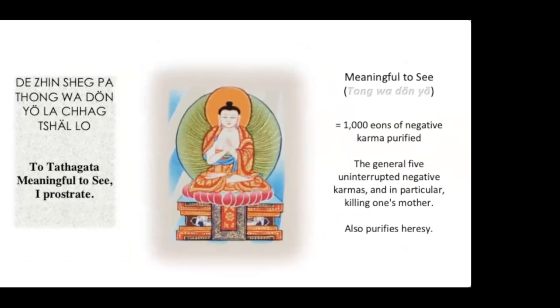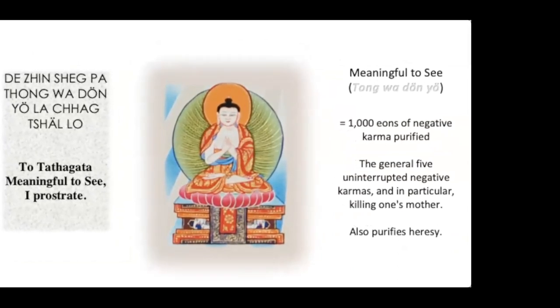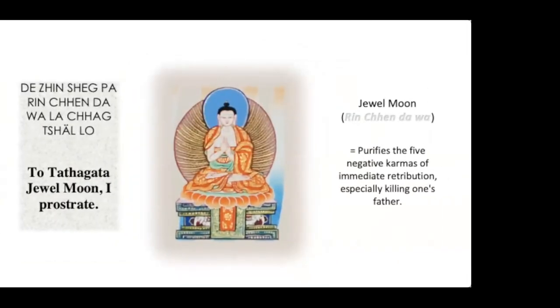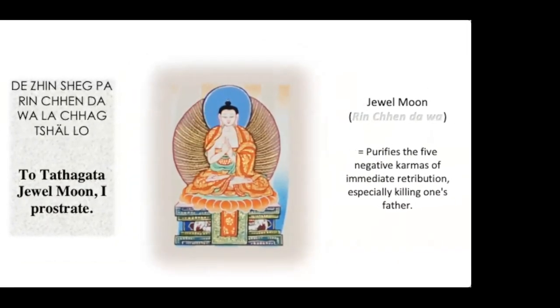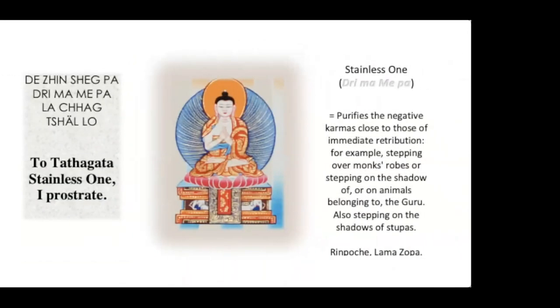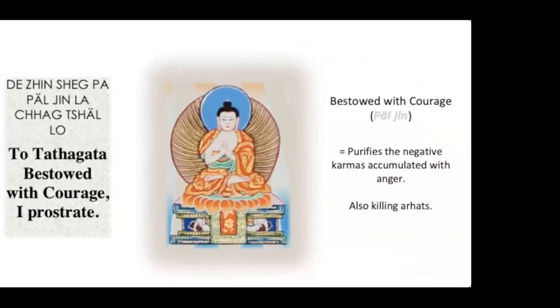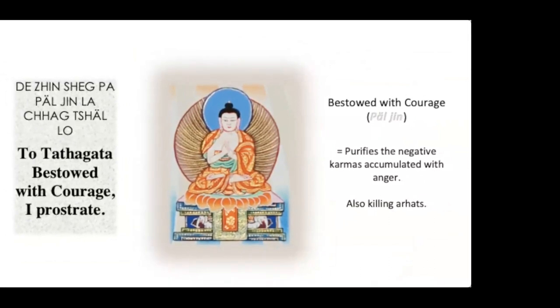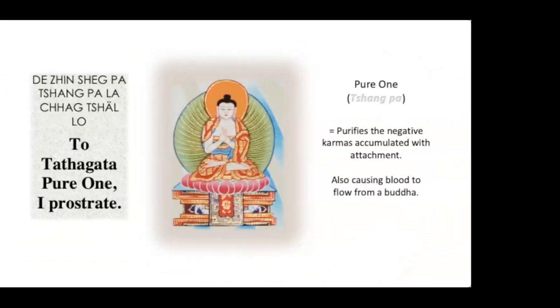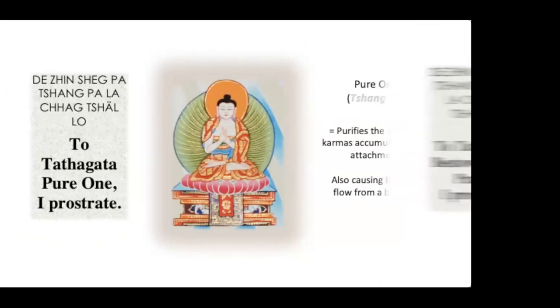To Tathagata meaningful to see, I prostrate. To Tathagata jewel moon, I prostrate. Tathagata stainless one, I prostrate. Tathagata bestow with courage, I prostrate. Tathagata pure one, I prostrate.